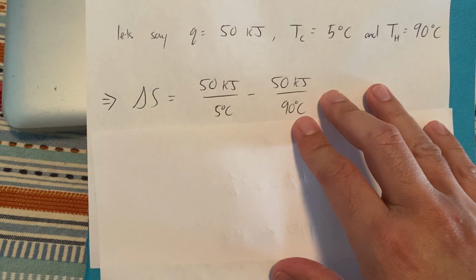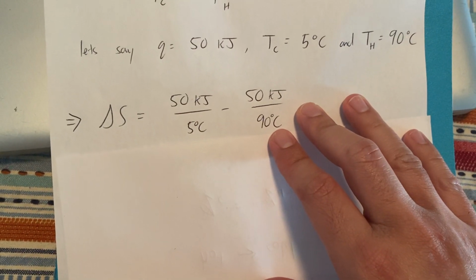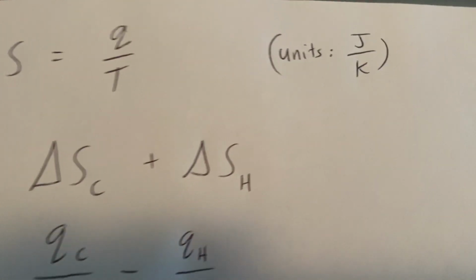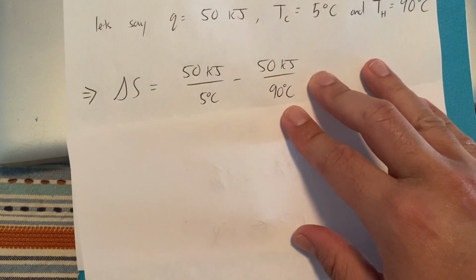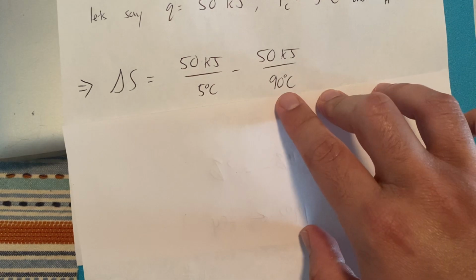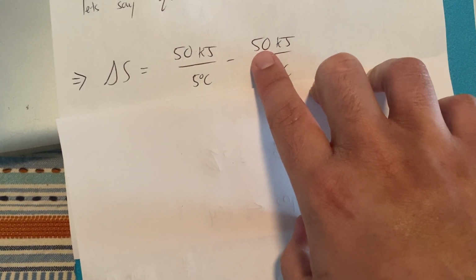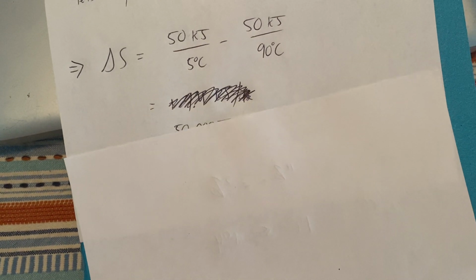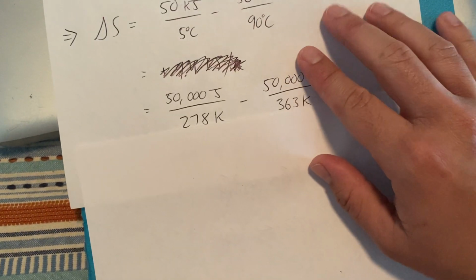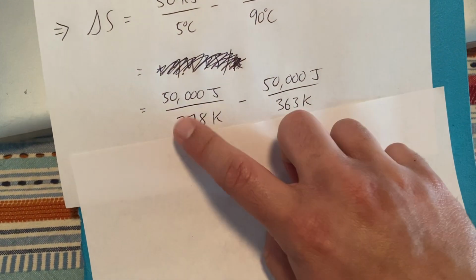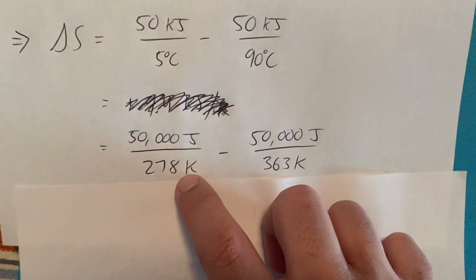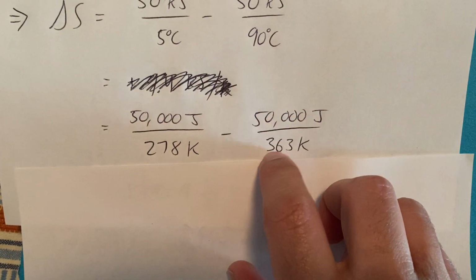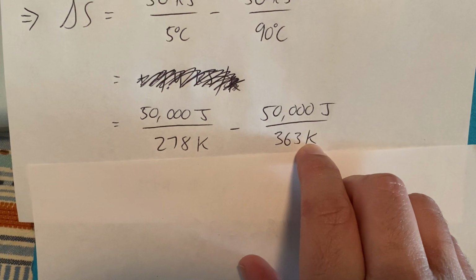Now, just to get things in the correct units for joules per Kelvin, because it's joules per Kelvin for entropy, I'm just going to go ahead and convert the Celsius to Kelvin by adding 273 to both of them, and I'll turn this into 50,000 because it's 50 kilojoules. So let's go ahead and show that real quick. Ignore that mistake there. Sorry about that. So 50,000 joules over 278 Kelvin minus 50,000 joules over 363 Kelvin.